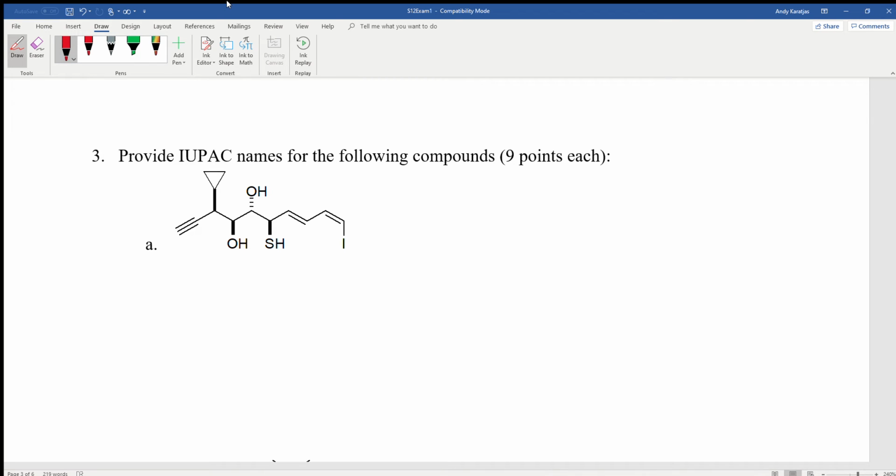Question 3, we have a couple of nomenclature questions to look at. We will start here in this problem by identifying the longest chain, and that ends up being very, very straightforward here because I've drawn this molecule in such a way that our longest chain just goes right down the center of the molecule. And if we count that out, we'll find it's a 10 carbon chain. So we're dealing here with some sort of decane derivative.